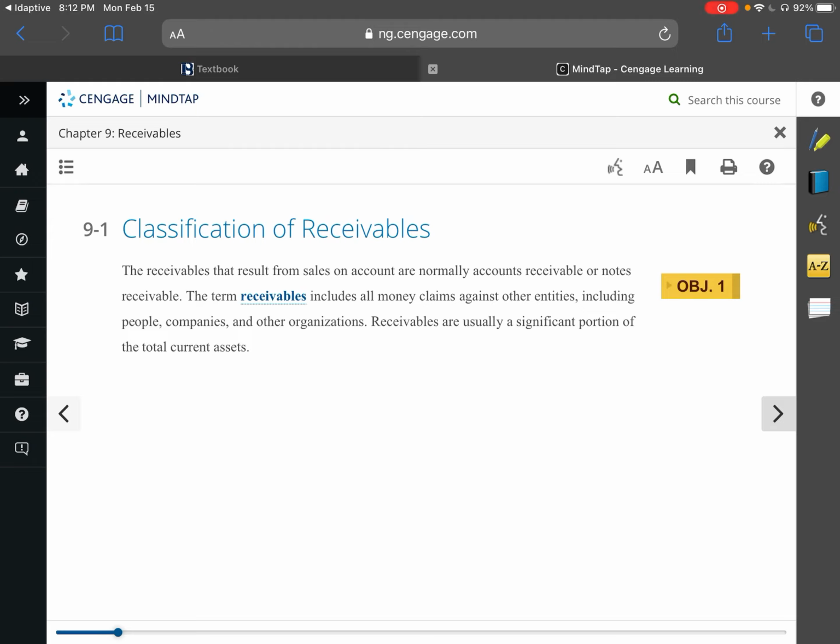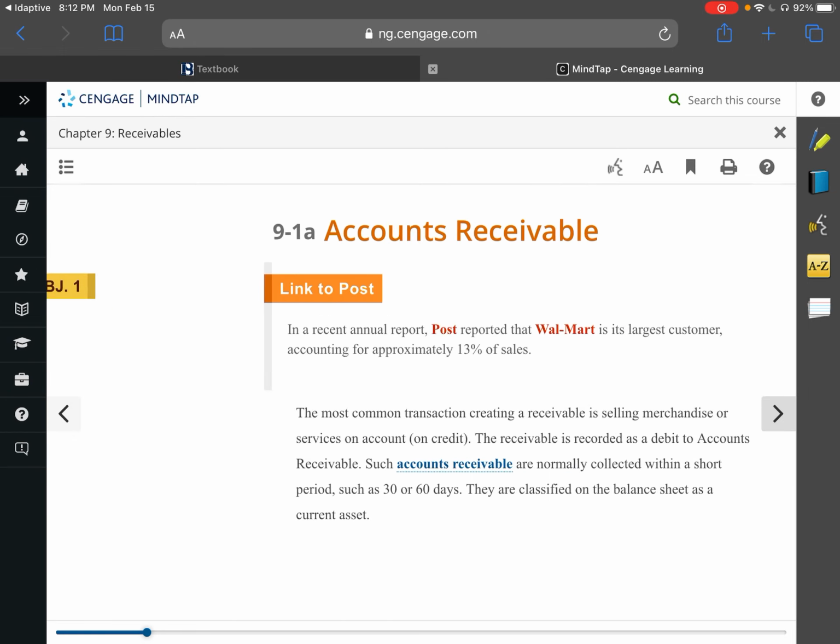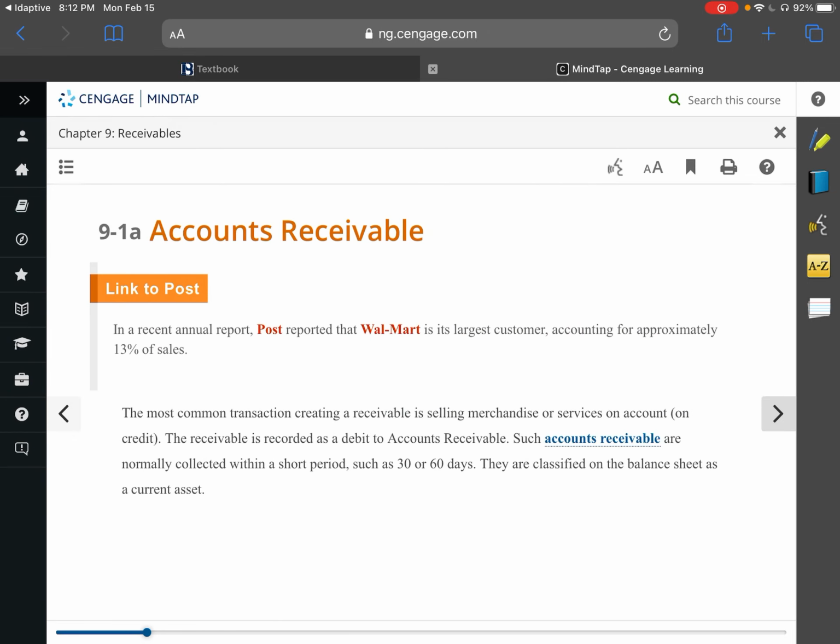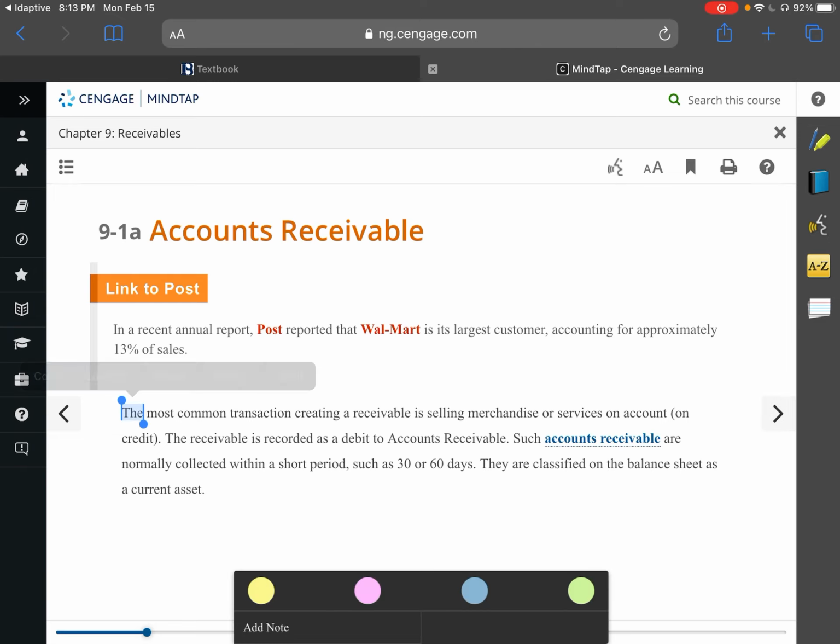So we're going to look at 3 different types of receivables. So there are accounts receivable, which is the most common version of a receivable. This is just a traditional, a customer comes in and wants to buy something. They buy it on credit, and an account receivable is usually 30 to 60 days that gives the customer that amount of time to come in and pay that balance off in cash. Okay, so the most common transaction creating a receivable is selling merchandise or services on account. Okay.